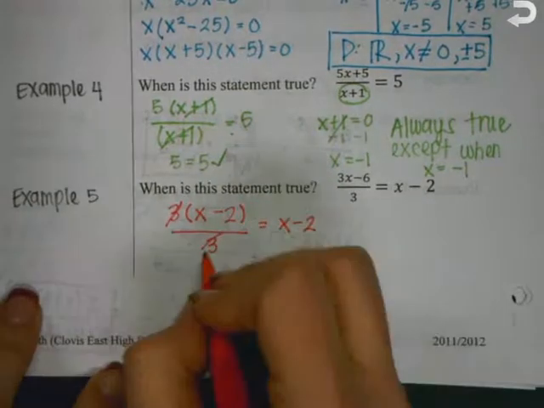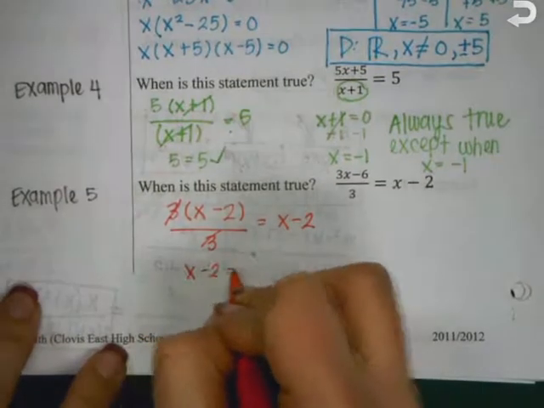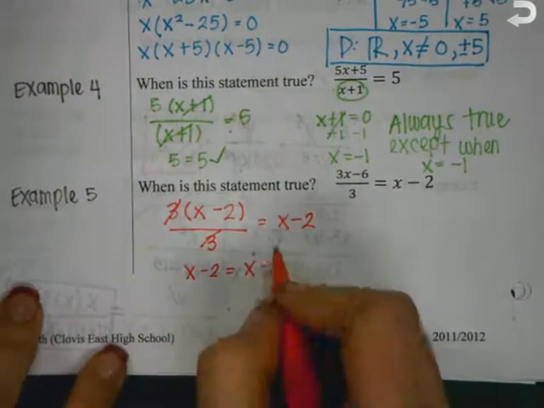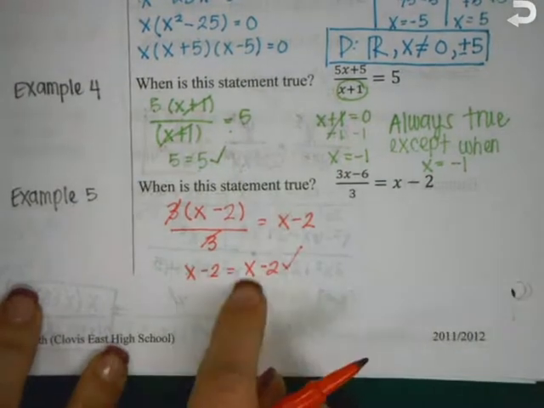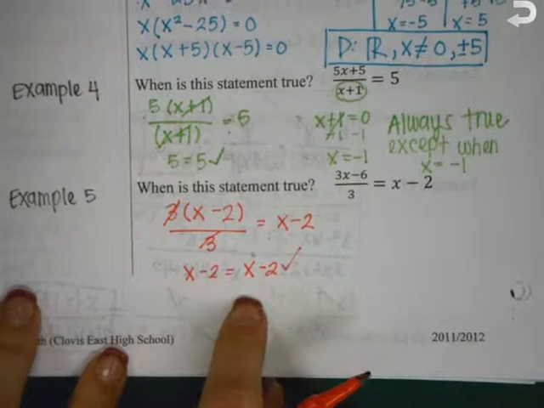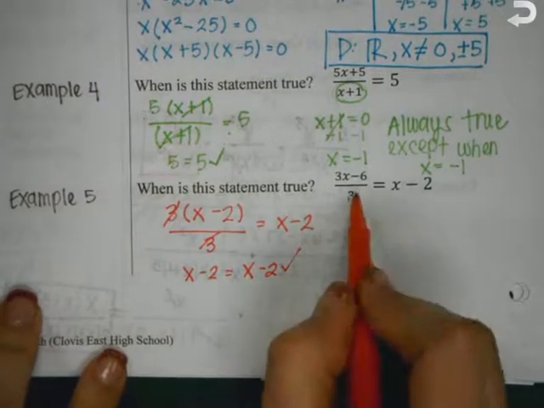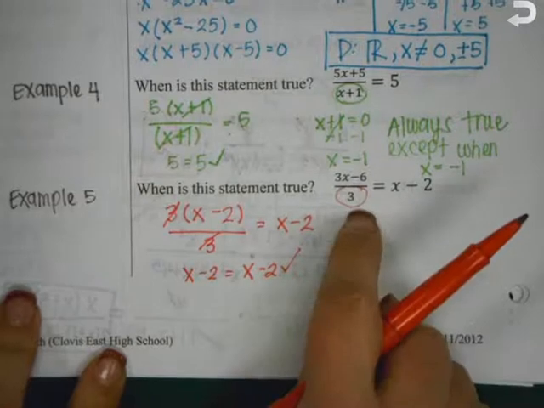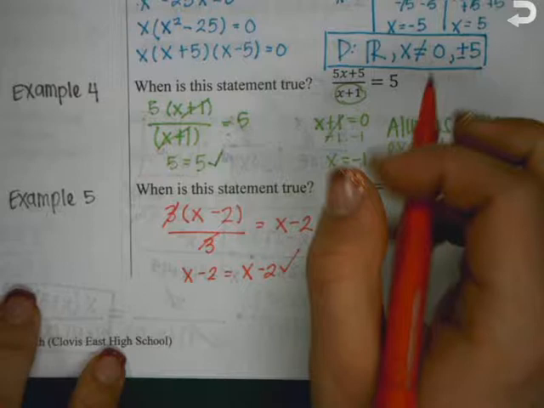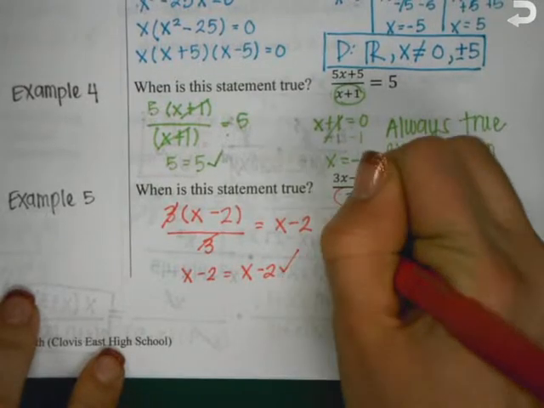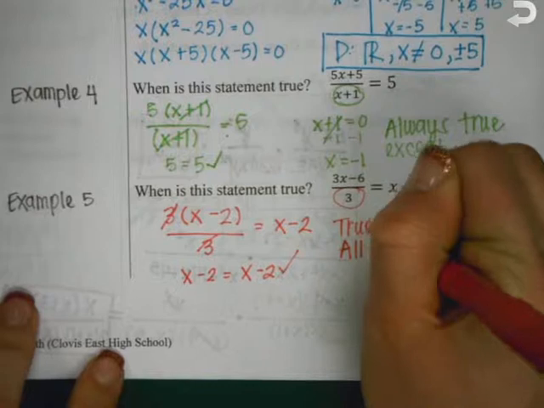Is that a true statement? Yes, it is. So this is true. It will work for any number. Are we restricted in the denominator here? No, because we have just a 3. There's no way that could ever equal 0. So what's my solution here? It is true for all values. True for all values of x.